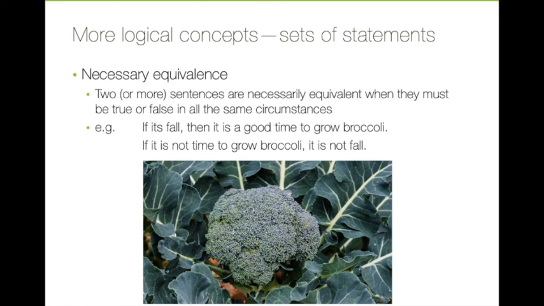One of the things we just considered was the potential for a single statement to be necessarily true. There's a kind of nearby concept for multiple statements. So we're looking at another concept that applies to sets of statements. And that's necessary equivalence. Two or more sentences are necessarily equivalent when they're either true in all the same circumstances or false in all the same circumstances. For example, if it's fall, then it's a good time to grow broccoli. If it's not time to grow broccoli, then it's not fall. These two statements are necessarily equivalent. If you imagine circumstances where one is true, the other has to be true. And if you imagine circumstances where one of them is false, the other has to be false. They're true and false together.